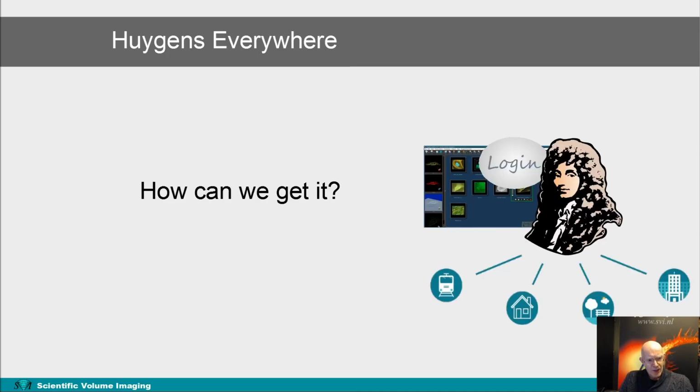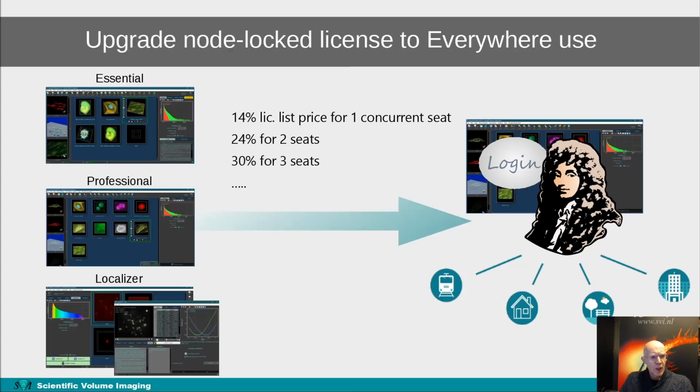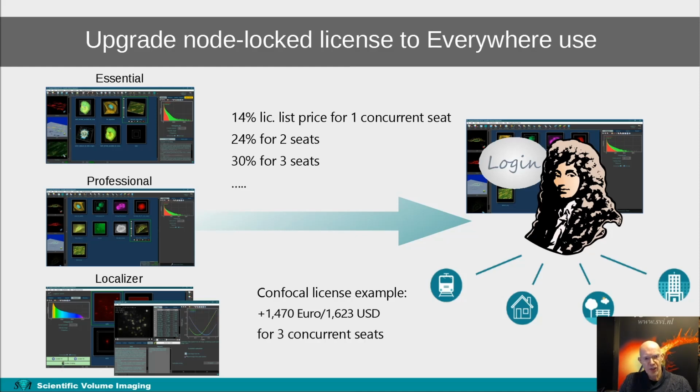So how can I get Huygens Everywhere? Well, if you are an existing customer with a NodeLock license, you can upgrade your license to Everywhere use for 40% of the list price for one concurrent seat. This is 25% for 2 concurrent seats, 30% for 3 concurrent seats, and of course you can have even more. And as a typical example, we have for a basic confocal license for 1,400 euros, approximately 1,600 US dollars, you can add 3 concurrent seats to a confocal license.